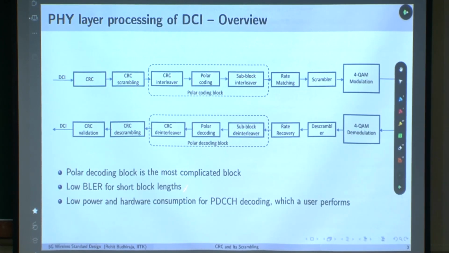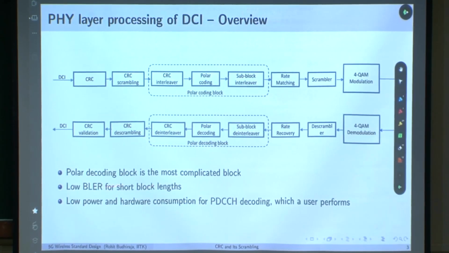Polar decoding also has low power and hardware consumption, and you'll see that a user will have to repeatedly do this polar decoding. Hang on to it, I'll tell you why. This is because it is on the user side. The user does this first, and if it doesn't do it efficiently, then you are going to run out of battery. So these are the key features.